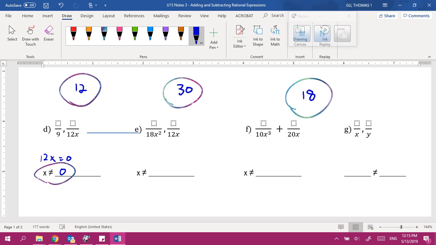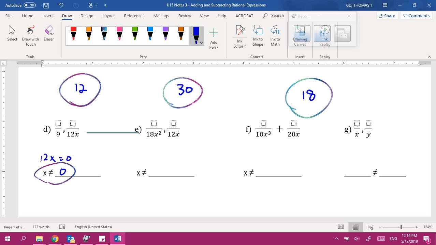Wait, we just did D. We didn't do D yet. This is telling where it's undefined. Now we're looking for the least common denominator. 36. Is it 36? Let's see. It's not 24. 36 though.